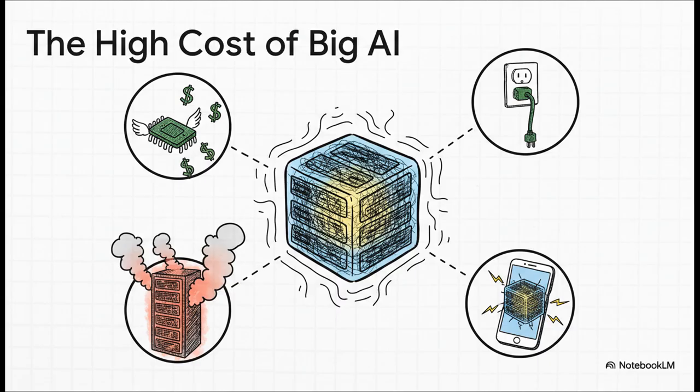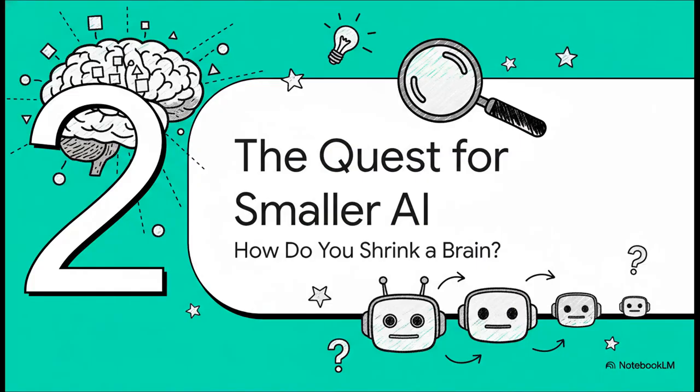But here's the real kicker for you and me. It makes it almost impossible to run these powerful AIs on a device you actually own, like your phone or your laptop. So naturally, this has kicked off this huge quest in the AI world. How do you shrink the model? How do you make an AI smaller and way more efficient without making it dumber?